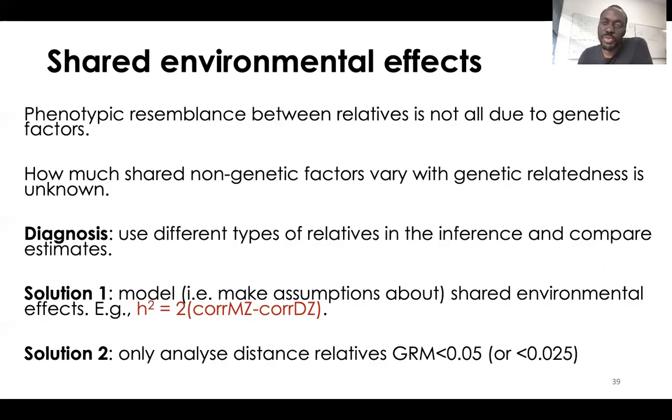And there is another solution, which is a bit more conservative, that says that, well, we can restrict the analysis to people who are distantly related, because the likelihood of those people sharing a common environment is diminishingly small. So that could be a way. And in the literature, people have proposed different thresholds on the GRM to determine sets of unrelated individuals. The commonly used one is 0.05, 5%, but you can be more stringent. If you want to really minimize that bias, you can take it to be 0.025.